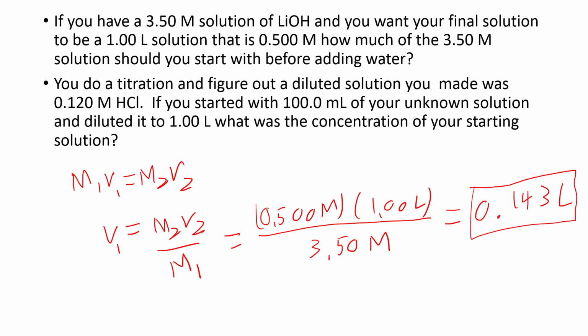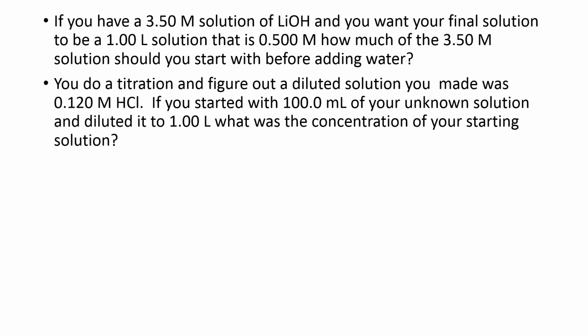You do a titration and figure out a diluted solution you made was 0.12 molar HCl. If you started with 100 milliliters of your unknown solution and diluted it to 1 liter, what was the concentration of your starting solution? So this one again is about finding our question. You'll notice it even asks us, what was the concentration of our starting solution? So that means we want to find M1 this time.